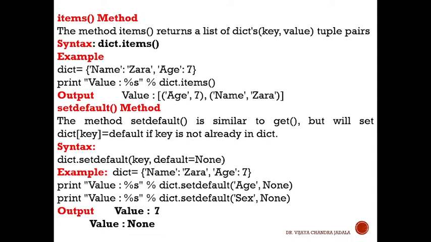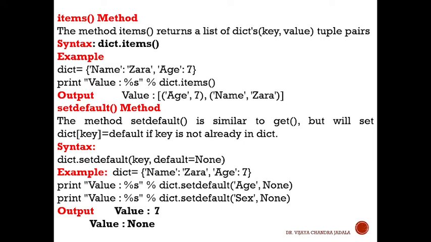The items method. The method items returns a list of dictionary's (key, value) tuple pairs. dict.items(). dict equal to {'name': 'Zara', 'age': 7}. Print 'Value : %s' % dict.items(). So here the output is given. This example also check as part of the practical session.